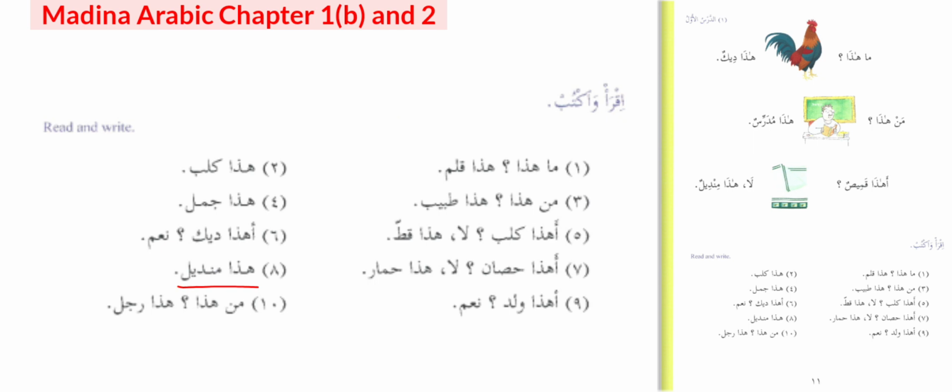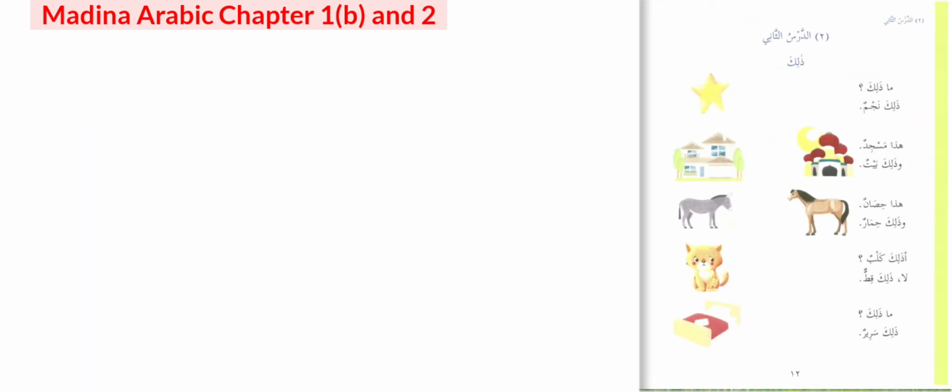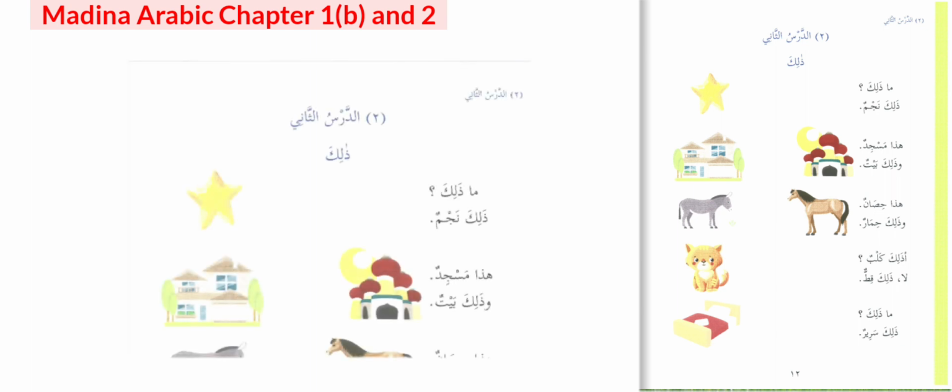Haza mindilun. This is a handkerchief. Ahaza waladun. Is this a boy? Naam. Yes. Man haza. Who is this? Haza rajulun. This is a rajul. This is a man. Now we are at lesson 2 now. Wow. Very good. So lesson 2.